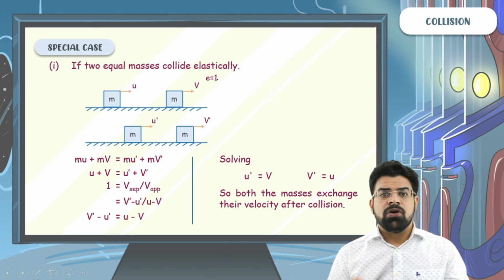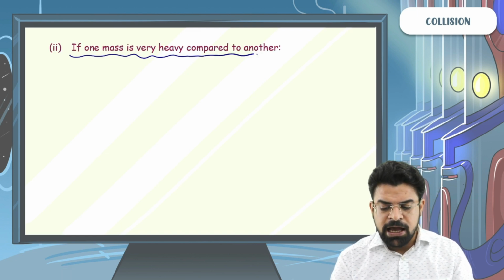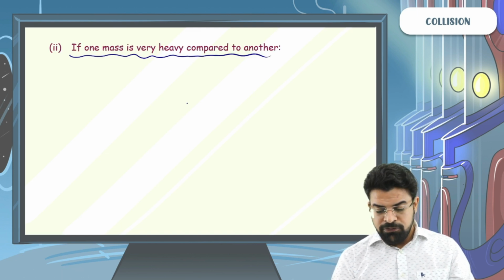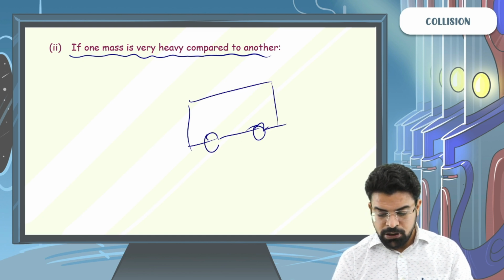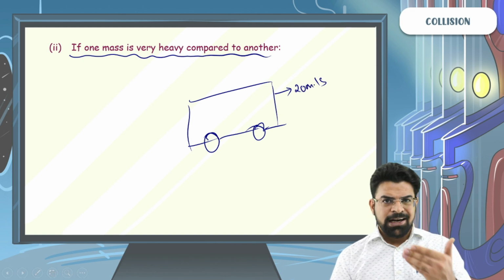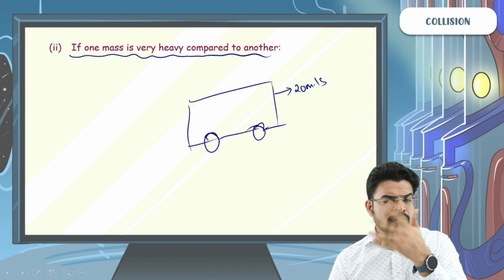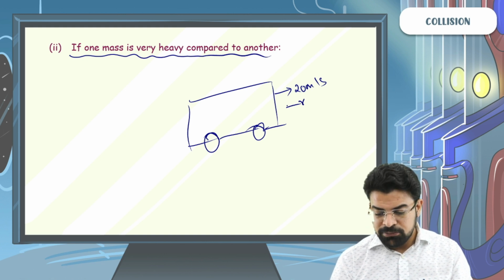Now let's talk about the second special case. One mass is very heavy compared to another. Let's say we are inside a bus and the bus is going with a speed of 20 meter per second, and a small bug or a fly comes and hits the bus.